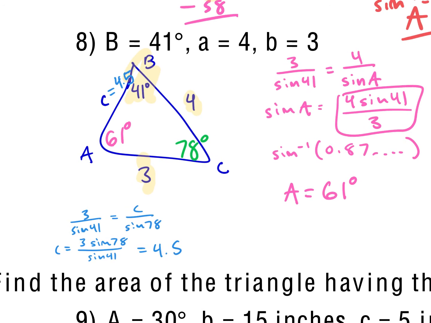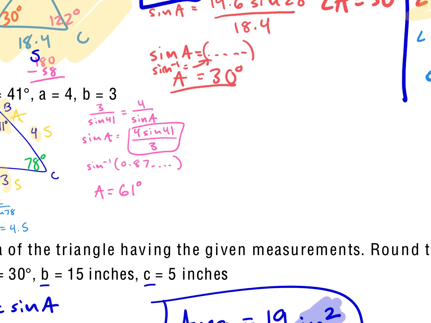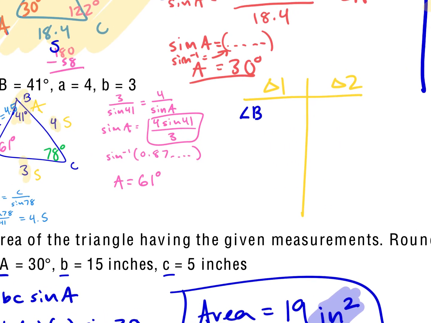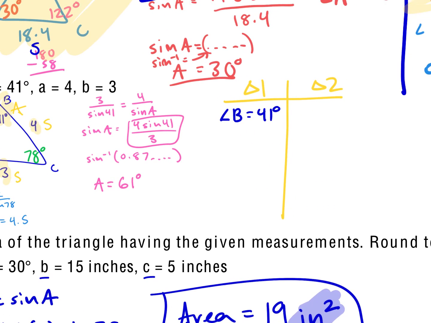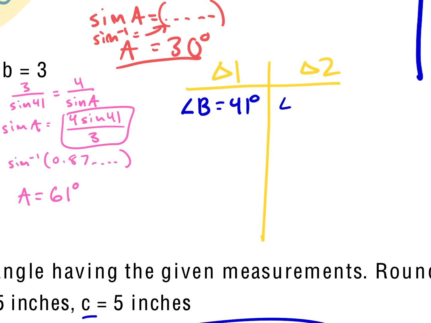Now this triangle, we were given side angle. So that means we have to check for 2 triangles. So I have triangle 1 and triangle 2. I always start off with my given angle. So Mikey, what was the angle that was given to us? 41. So angle B is 41. In triangle 2, it's going to be the same since that was given. So triangle 2, angle B, I'm going to call it B prime, just to make it different, is equal to 41 also.